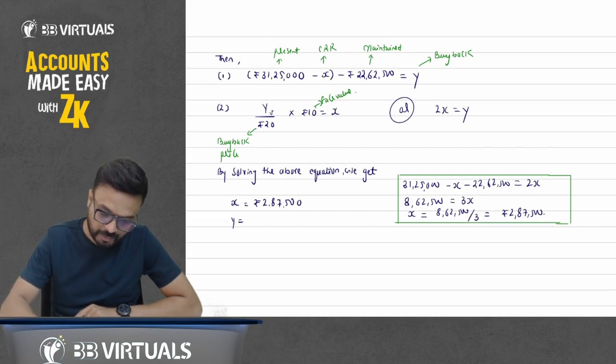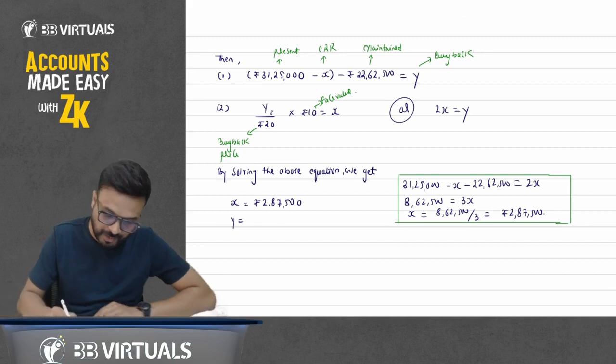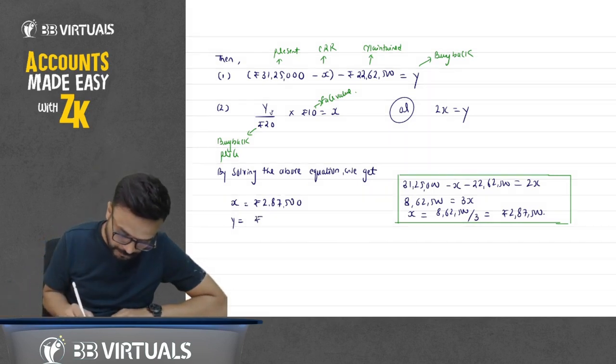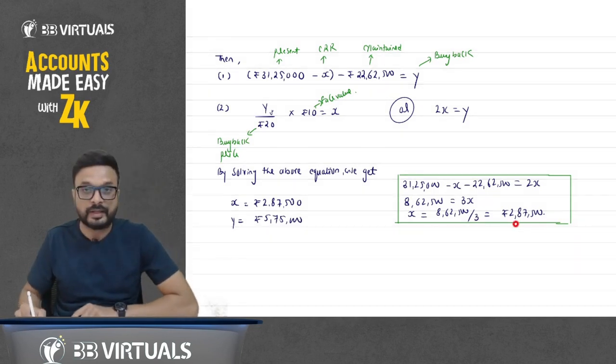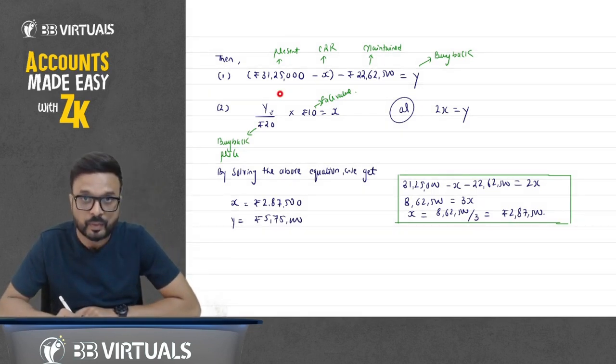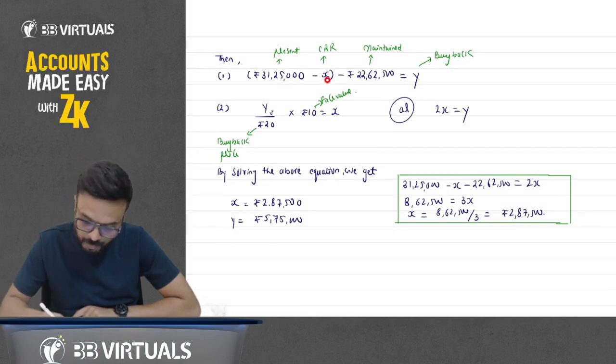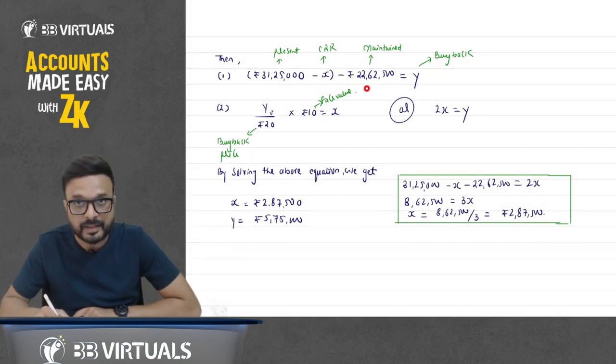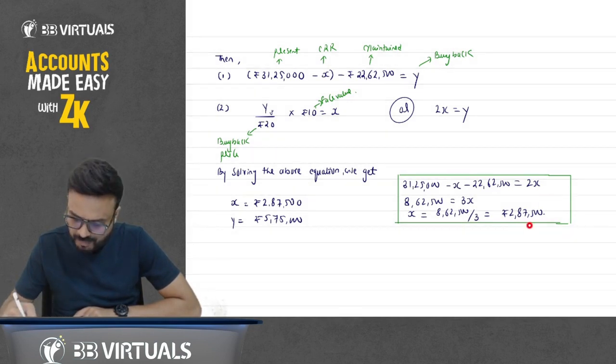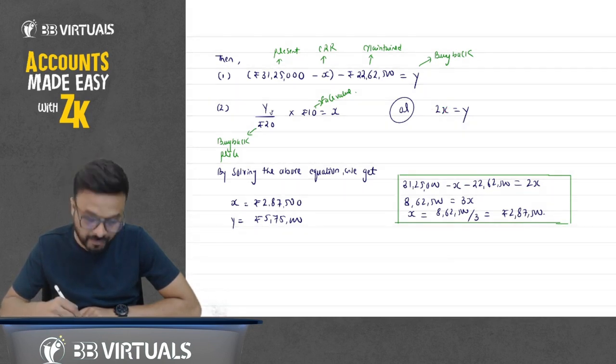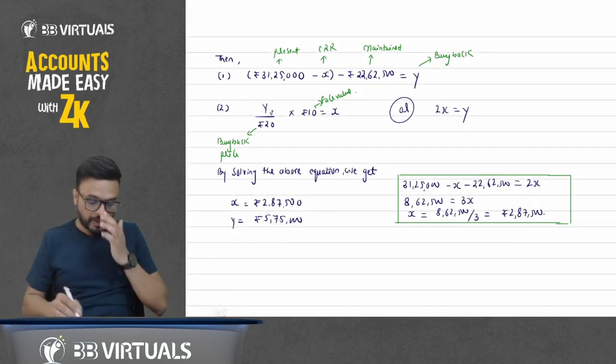31,25,000 minus 2,87,500 minus 22,62,500, so Y will come 5,75,000. So put the value of X, 2,87,500, here. If X is 2,87,500, then 2 multiplied by this X, Y will come, which is 5,75,000. So we have found out the value of X.